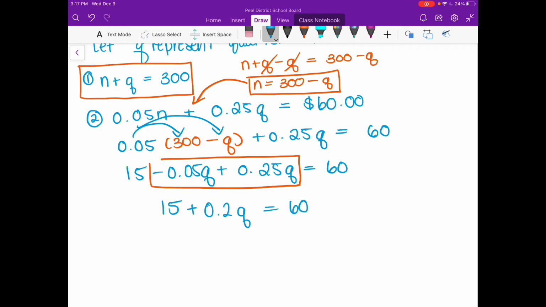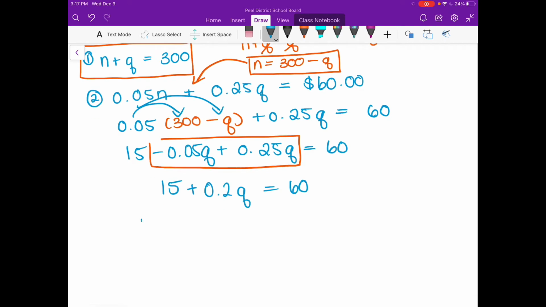Now, if I want to solve for that q, I want to get the q by itself. So I want to get rid of the 15. So I'm going to minus 15 on this side.